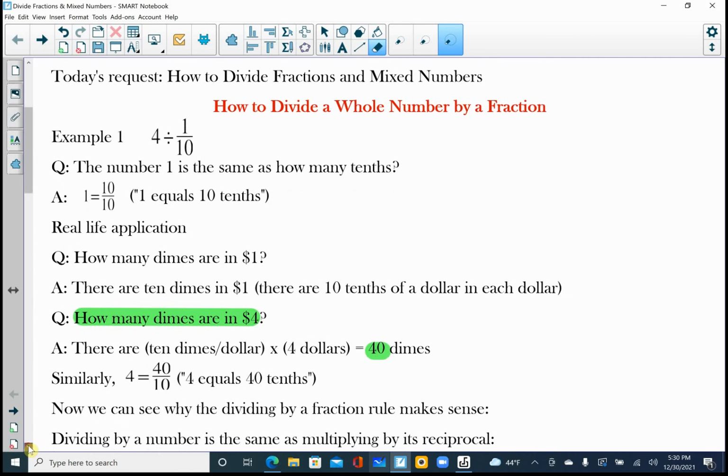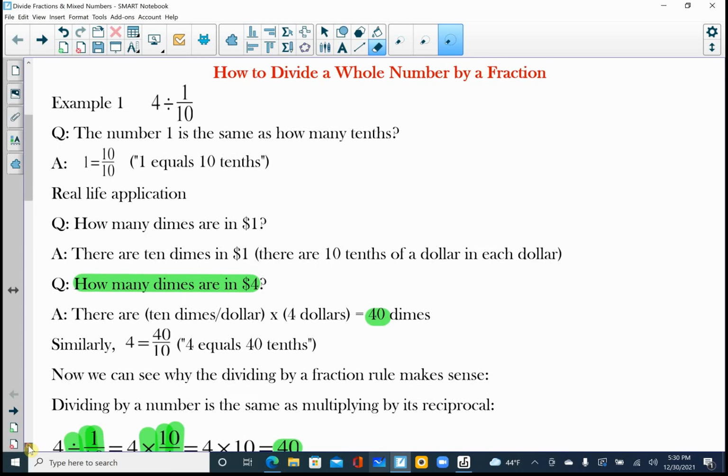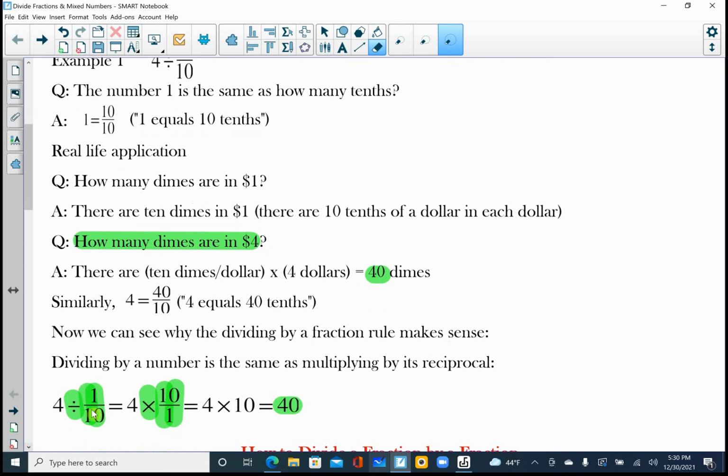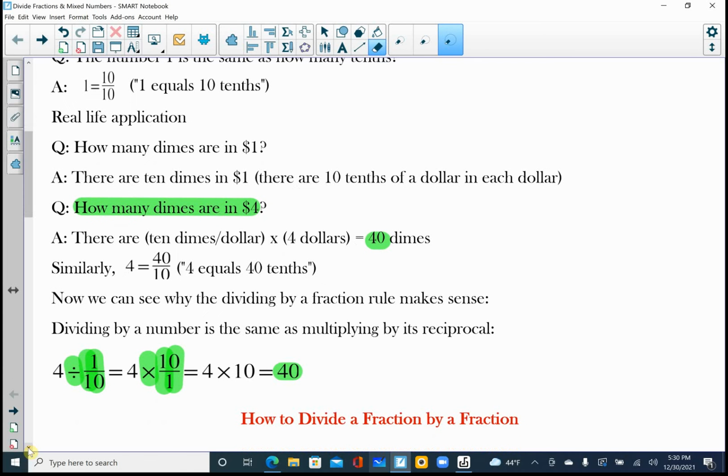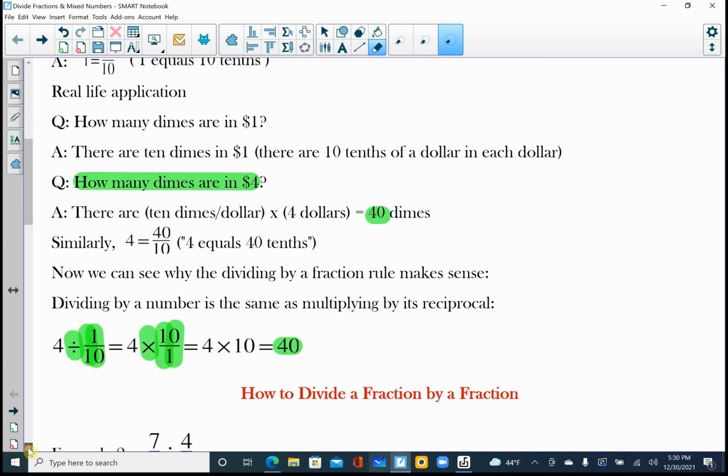So now we can see why that rule for dividing by a fraction makes sense. Dividing by a number is the same as multiplying by its reciprocal. So 4 divided by 1/10 is rewritten as 4 times the reciprocal of 1/10, which is 10 over 1. So 4 times 10 over 1, or just 4 times 10, or 40. So 4 divided by 1/10 is 40. So how do we apply this rule in a harder problem? How to divide a fraction by a fraction. Let's take a look at that.